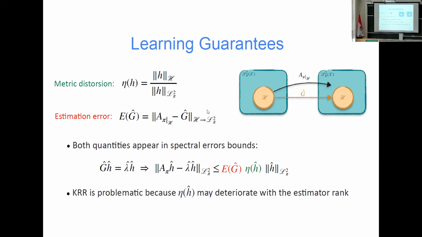In addition, it is also important to control the rank of the estimator, because you can show that if the estimator has high rank, then metric distortion can deteriorate, and then you don't estimate the spectrum well. Okay, so that's why we introduce this rank constraint.